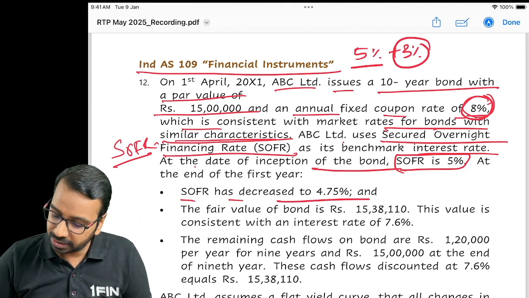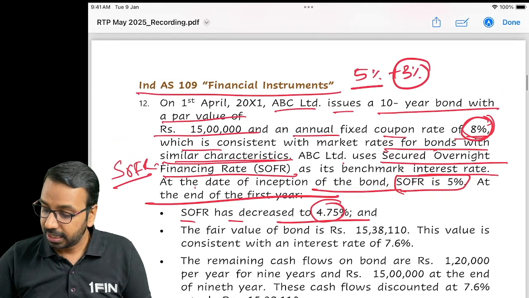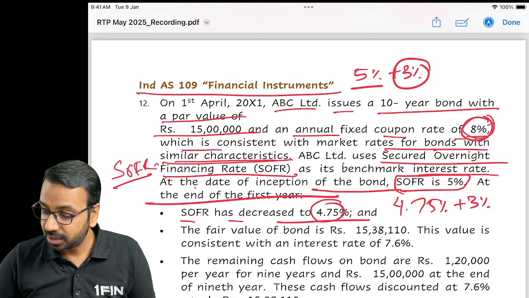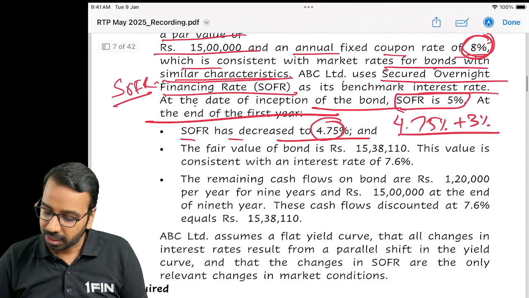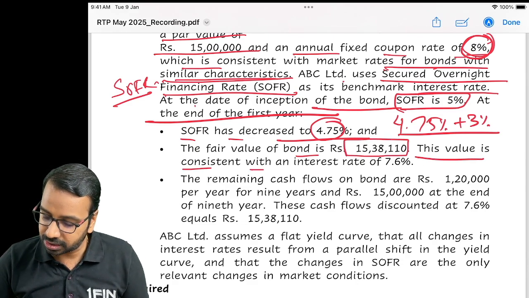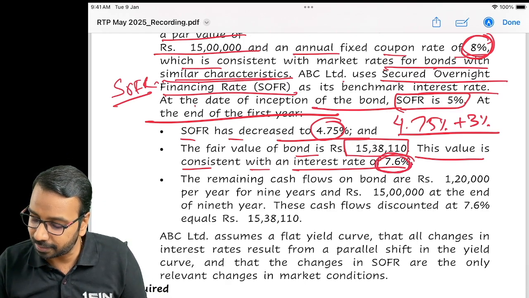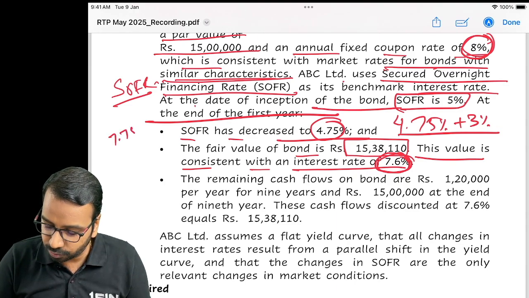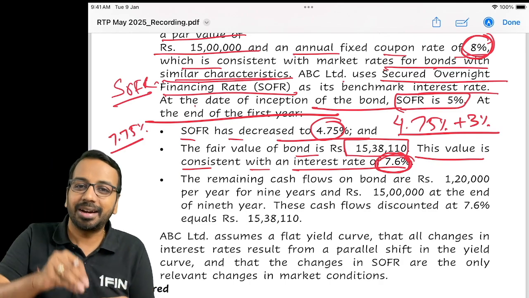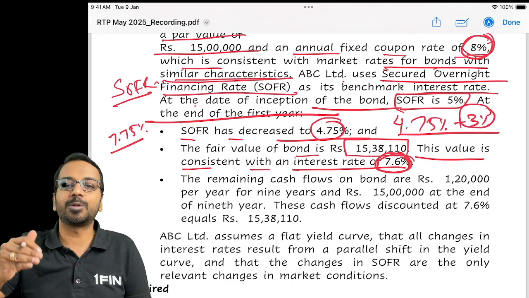SOFR has decreased to 4.75% at the end of the first year. So after 1 year, it has come down to 4.75%. Means if I assume my existing creditworthiness, 4.75% plus 3% is 7.75%. The fair value of the bond is 15,38,110. This value is consistent with an interest rate of 7.6%. So at the end of the first year, they have considered an interest rate of 7.6%, whereas the interest rate should have been 7.75%. Sir, why did they consider 7.6%? Maybe their creditworthiness has improved, and this 3% has also reduced correspondingly.